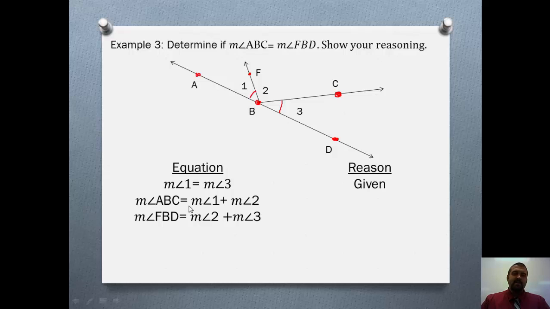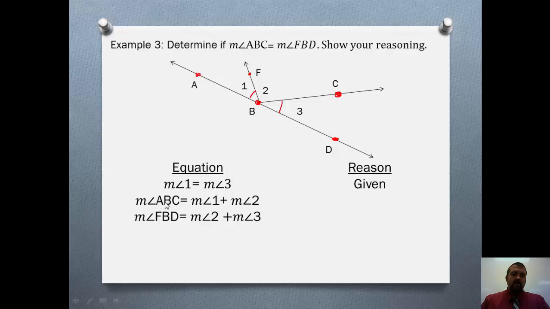The next step, there wasn't anything else for me to do but say something I knew to be true. I know that measure of angle ABC is the addition of measure of angle 1 plus measure of angle 2. If I add these two together, I get the large angle for this part right here. On the reverse side, measure of angle FBD is equal to the measure of angle 2 plus the measure of angle 3. Both of these use the angle addition postulate. I added two smaller angles to be larger. The reason I chose these two is because I saw that that's what I'm trying to prove. So I just put down some information I knew.